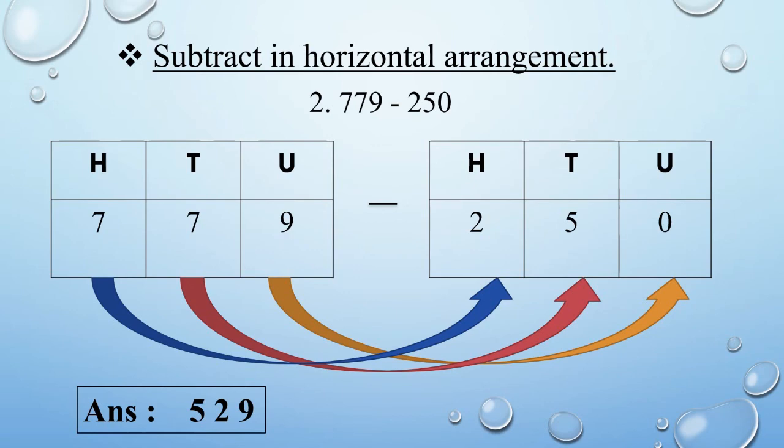Very good. Now here the next hundreds column, 7 hundreds minus 2 hundreds means 5 hundreds. So the answer is here, student, 5 hundreds, 2 tens and 9 units. So the answer is here 529.